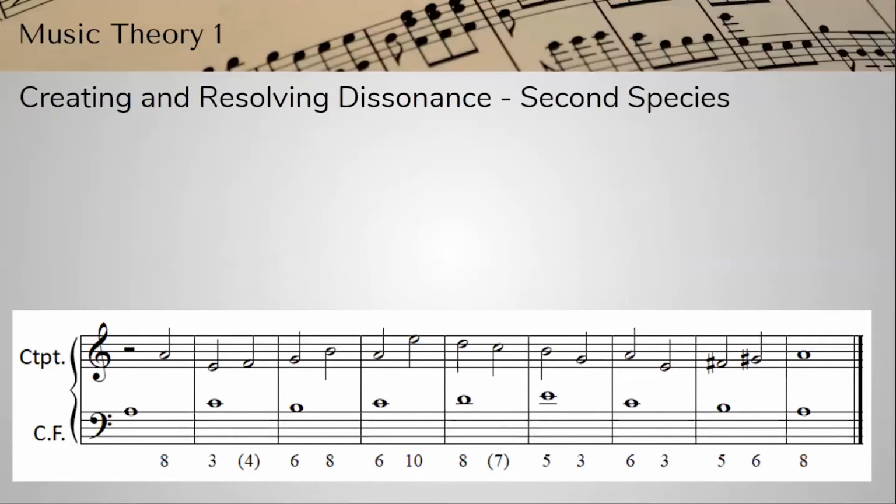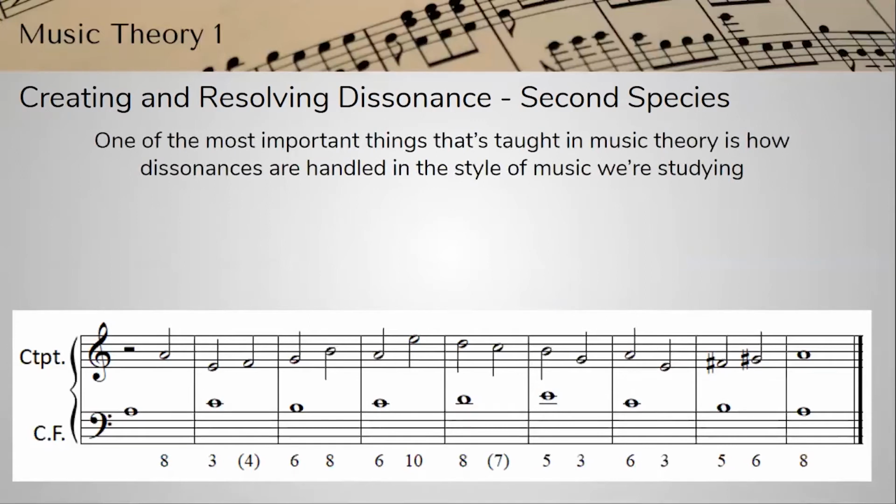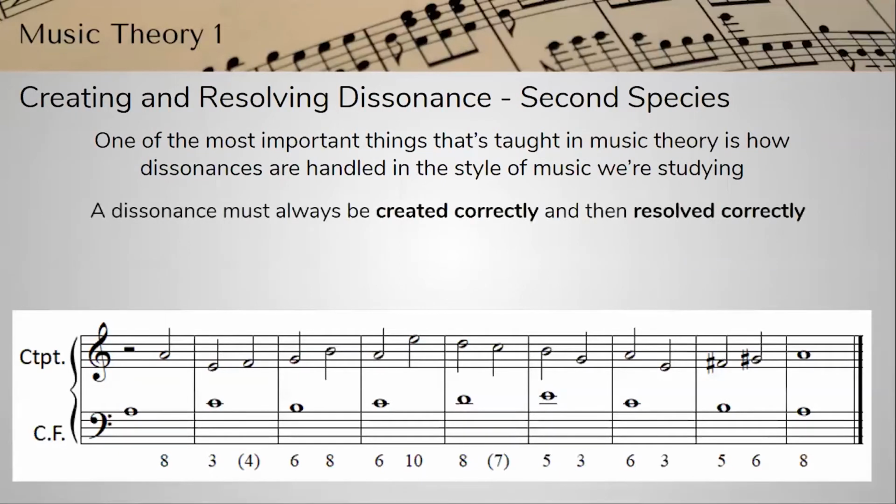So let's talk about that. Creating and resolving dissonances in second species. One of the most important things that's taught in music theory is how dissonances are handled in the style of music we're studying, which is this classical style, basically. A dissonance must always be created correctly and then resolved correctly. So you're always creating a dissonance, making something unstable by creating it in the right way, and then you're always resolving that dissonance in the correct way as well. Since dissonances are unstable and harsh, they must be treated in the right way, which means they must be created correctly and resolved correctly.